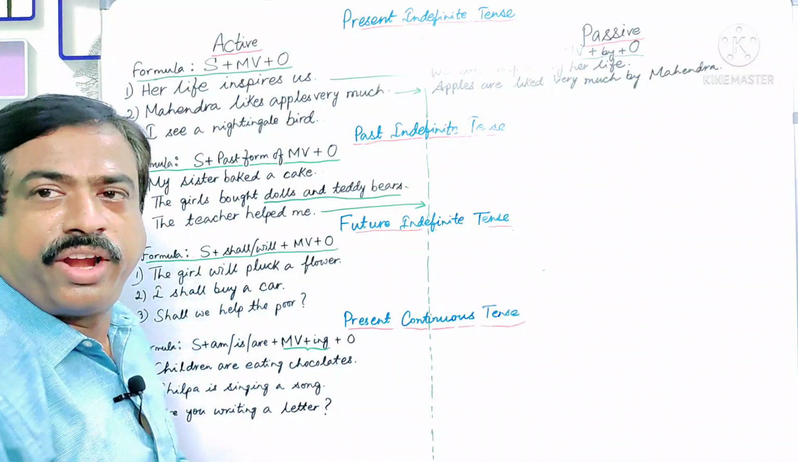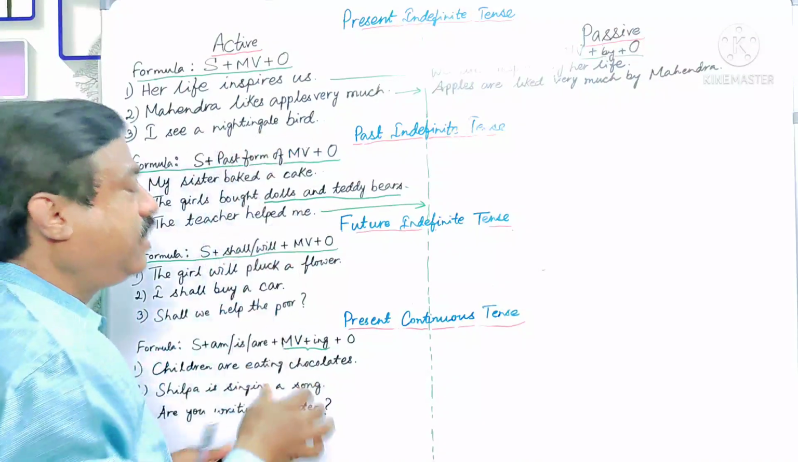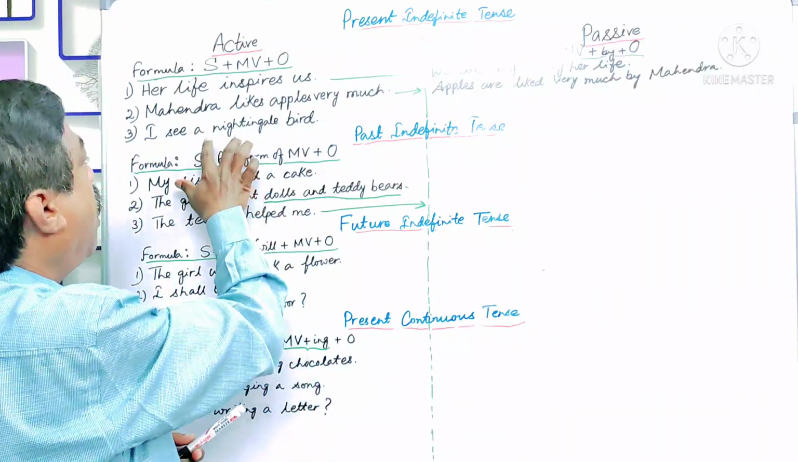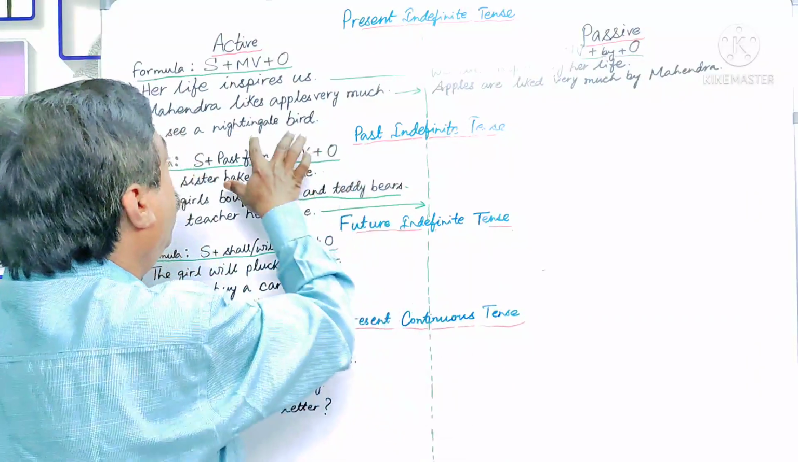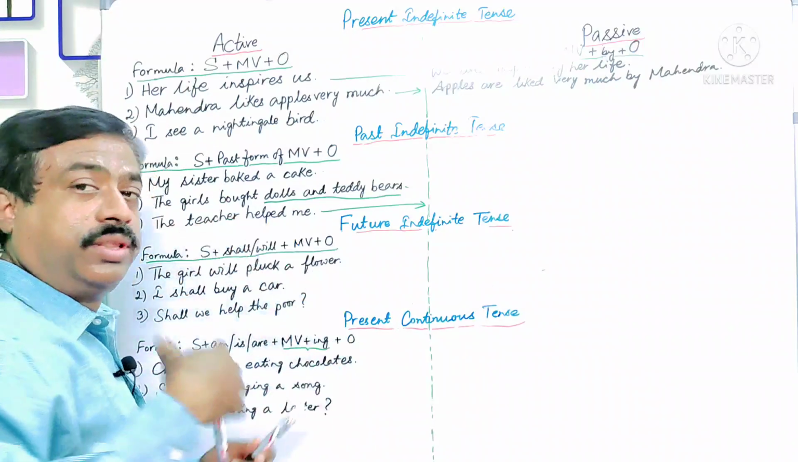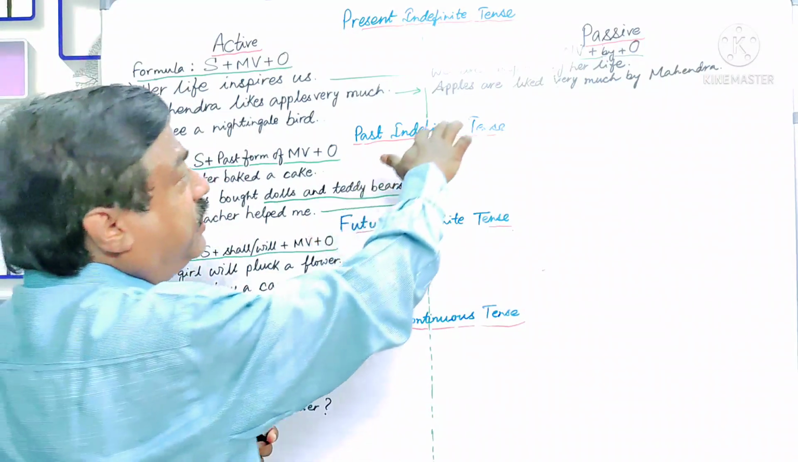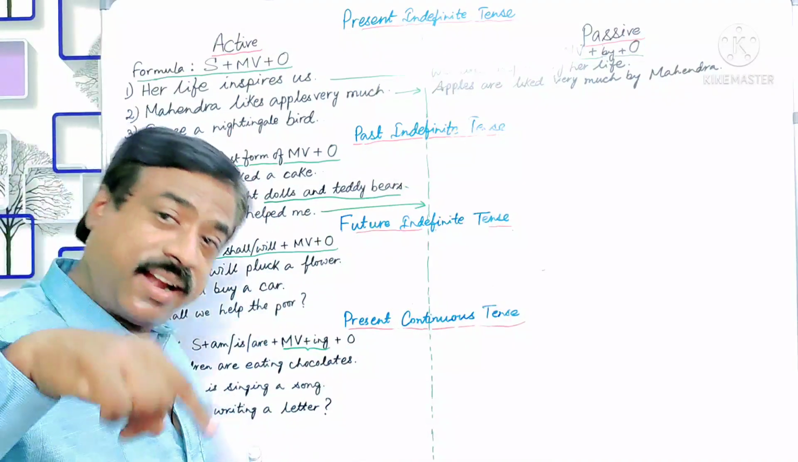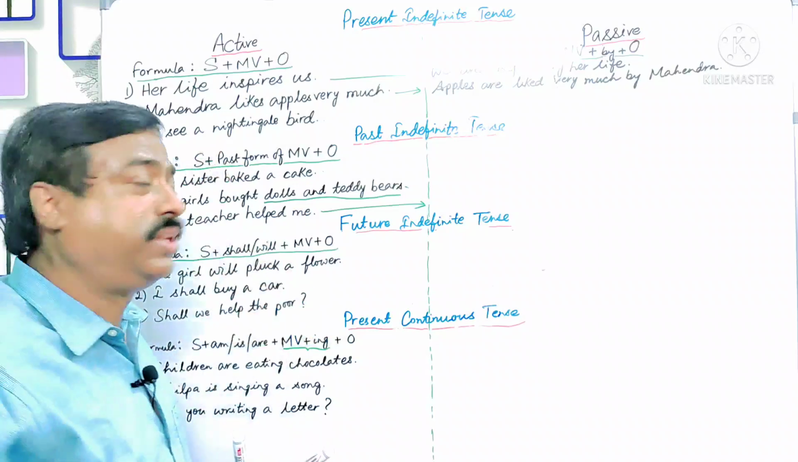Apples are liked very much by Mahendra. Now I come to the third sentence. I see a nightingale bird. Make sure if there is an article before the object in the active voice, so that object will change and become the subject in the passive voice, and that article is to be written there. You can't miss this article, or you can't omit this article.